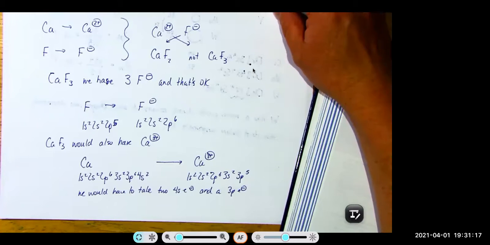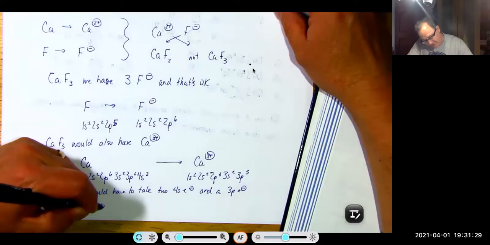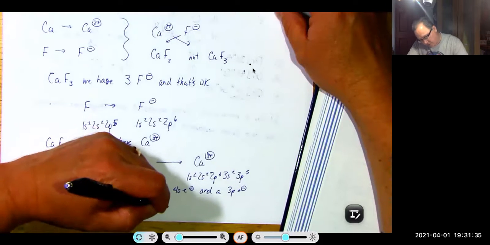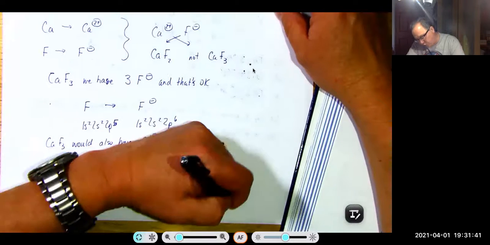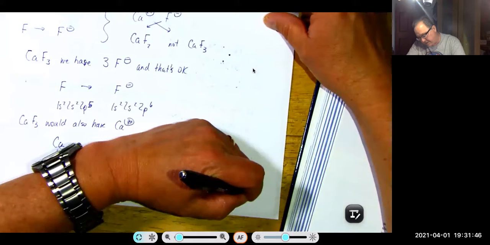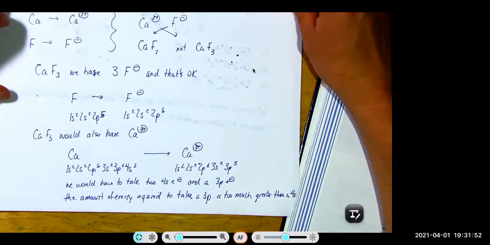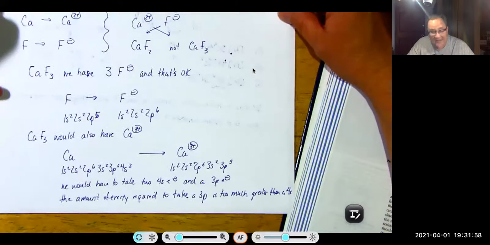So would you say that the last explanation would just be the amount of energy required would be too immense, so it's a lot less likely to happen? The amount of energy required to take a 3p is too much greater than a 4s. And for that reason, it's not going to happen. So it's not going to happen, or it's a lot less likely to happen? It's not going to happen. Okay. Not going to happen.